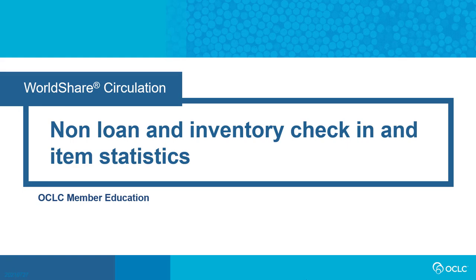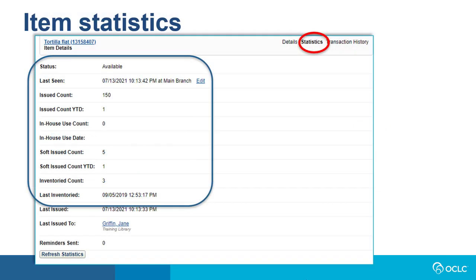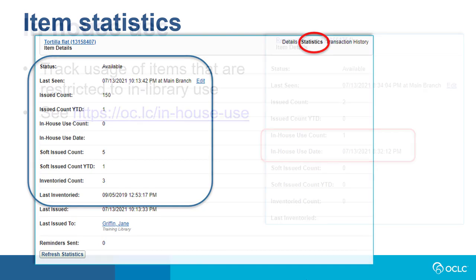In this video, you'll learn how to perform non-loan and inventory check-ins, as well as how these actions affect the item statistics. This is the item statistics screen. Notice there are counts for issued, which is the total number of times an item has been checked out to a patron or renewed, as well as counts for in-house use, soft issued, and inventoried.